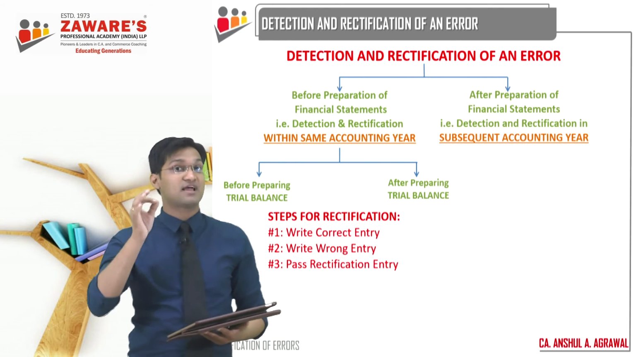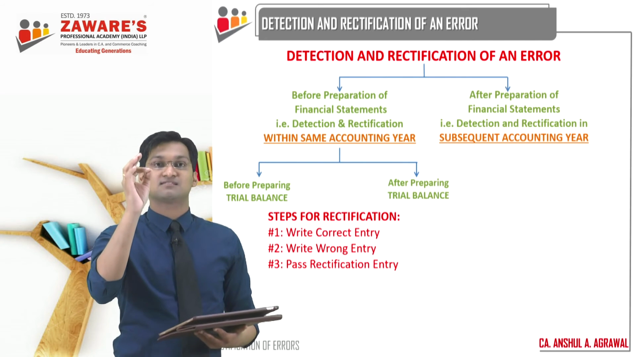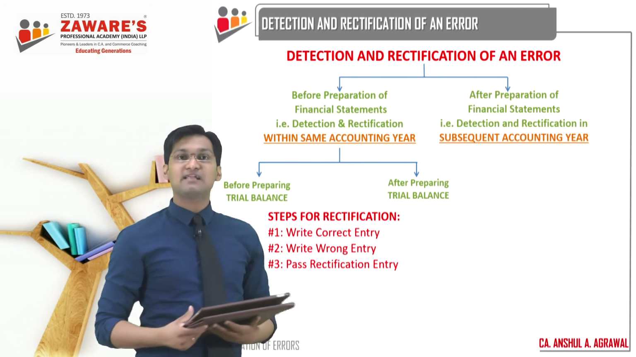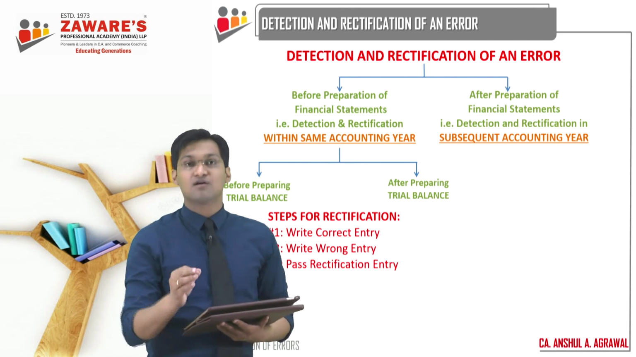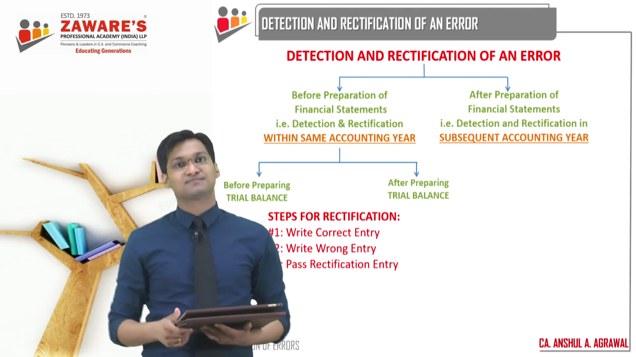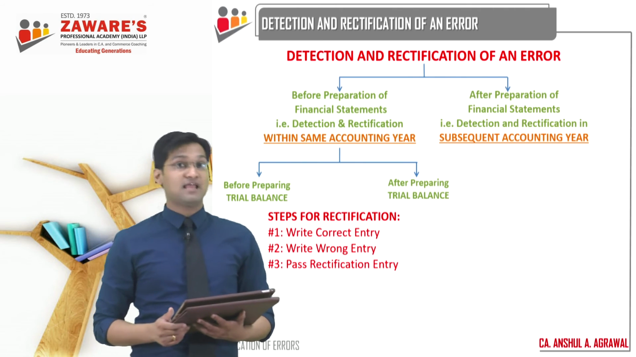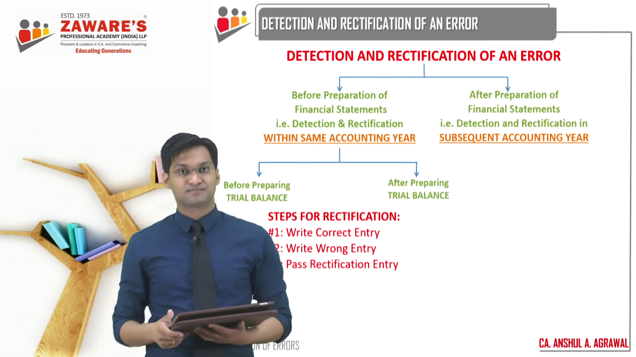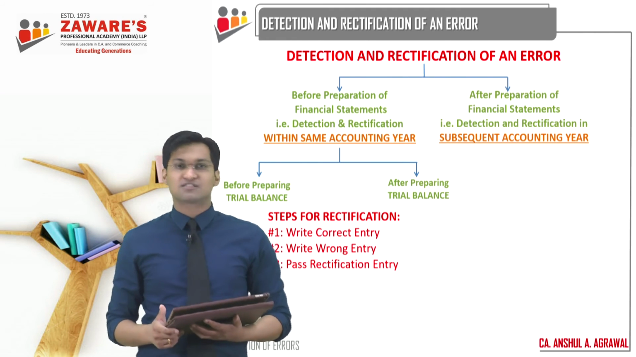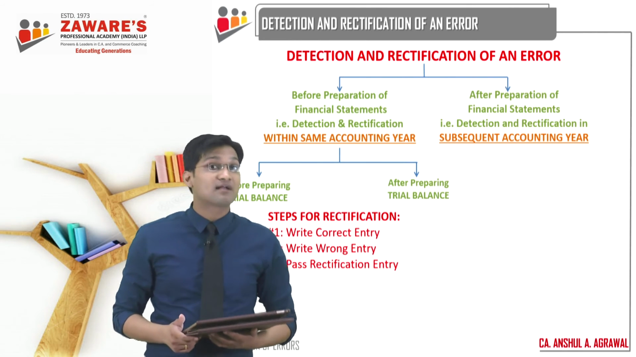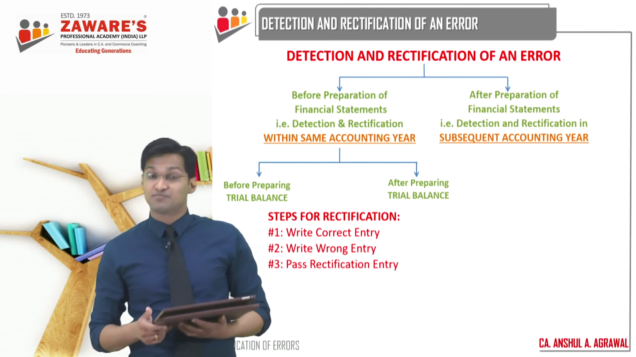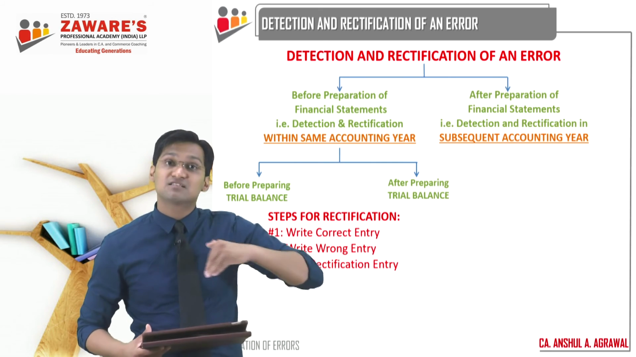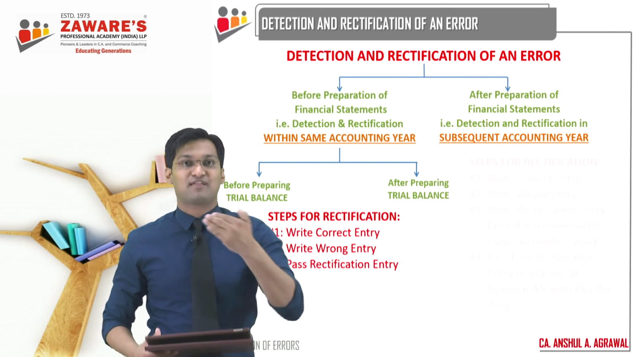क्या एंट्री होनी चाहिए थी? ये ट्रांजैक्शन को किस तरह से रिकॉर्ड करना चाहिए था? You have to write the correct entry. Step number 2, write the wrong entry. Check what mistake has taken place. क्या गलती हुई? And then, based on that, you have to pass rectification entry. Accounting errors cannot be rectified by overwriting or by tearing off page. Please understand, they are the permanent records. They have to be rectified by passing a separate entry known as rectification entry.